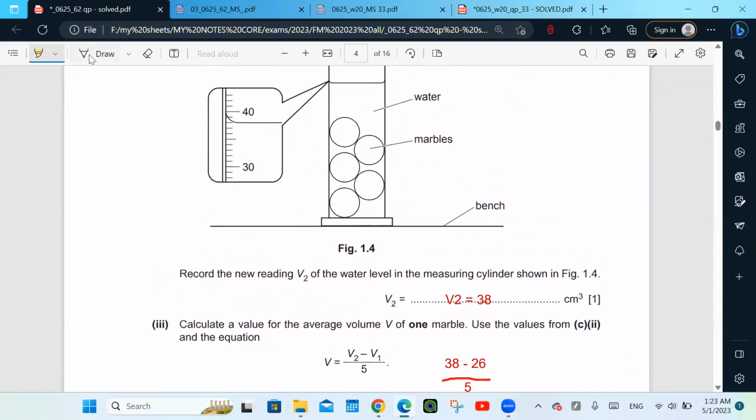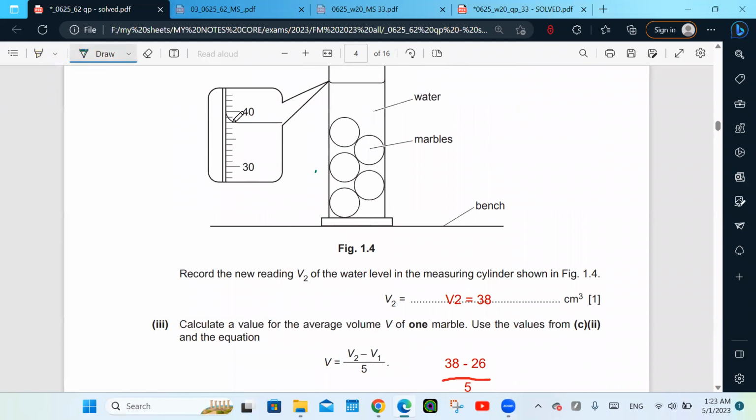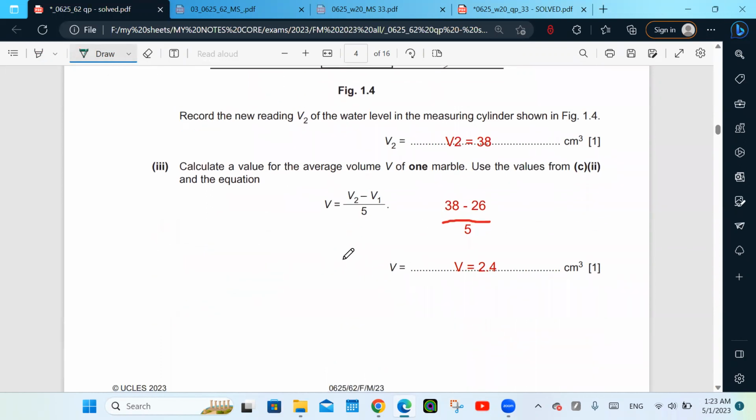But wait, how can we take the reading here? Be careful. As you know, you should take the reading from the bottom of the meniscus, not from the top, not from the middle, because this is an important precaution that should be taken while taking any reading of a liquid using a measuring cylinder.